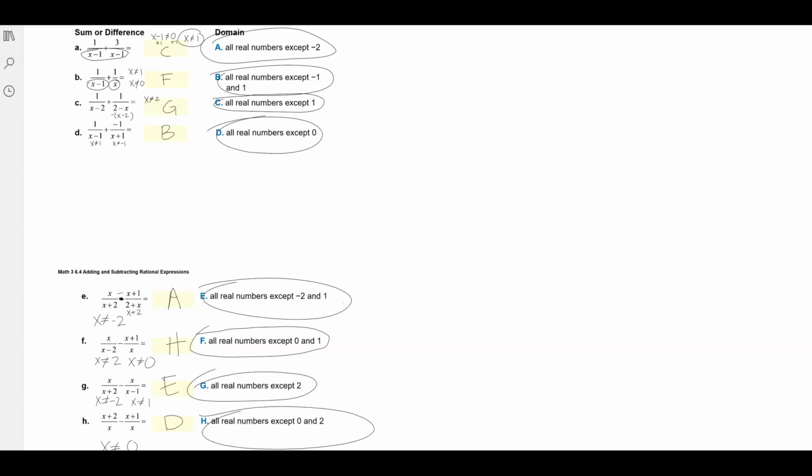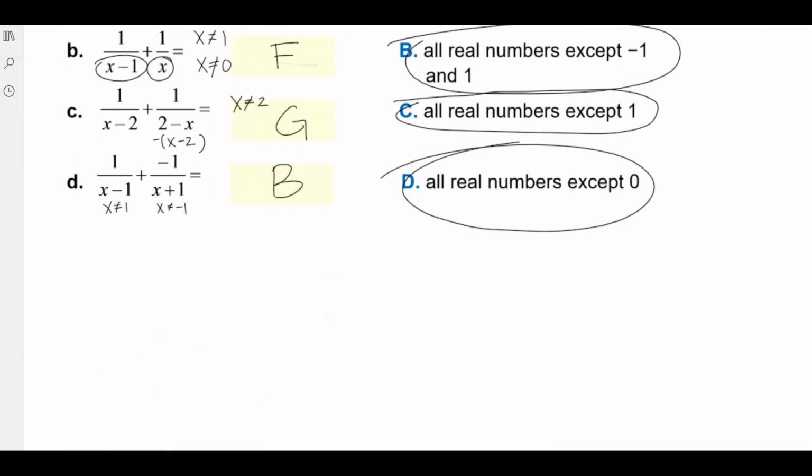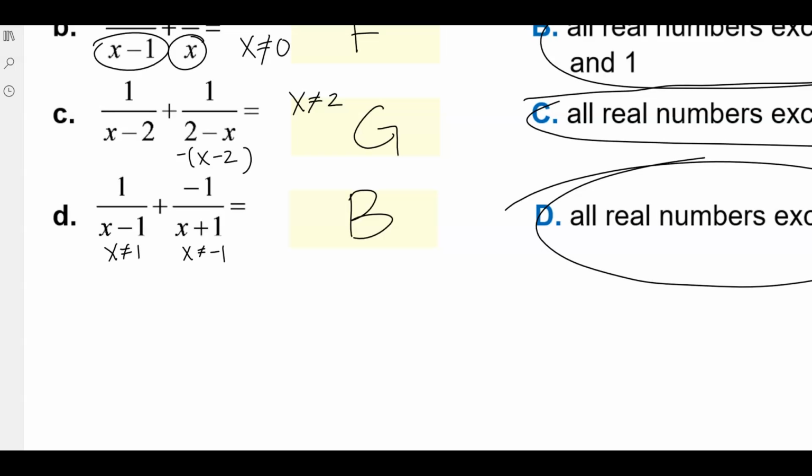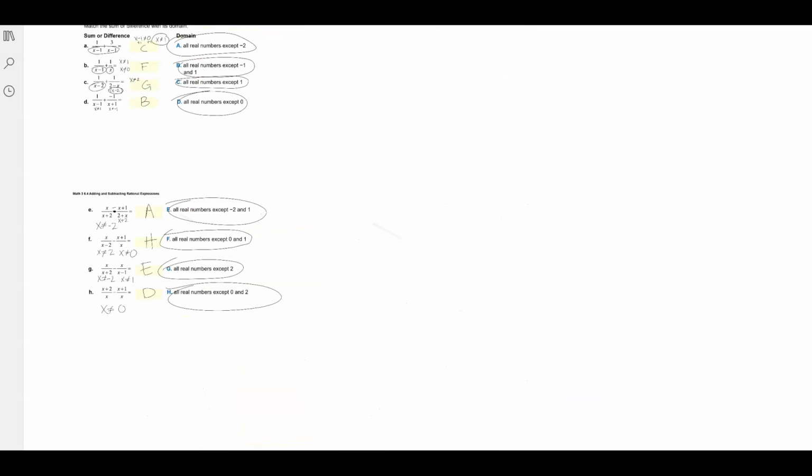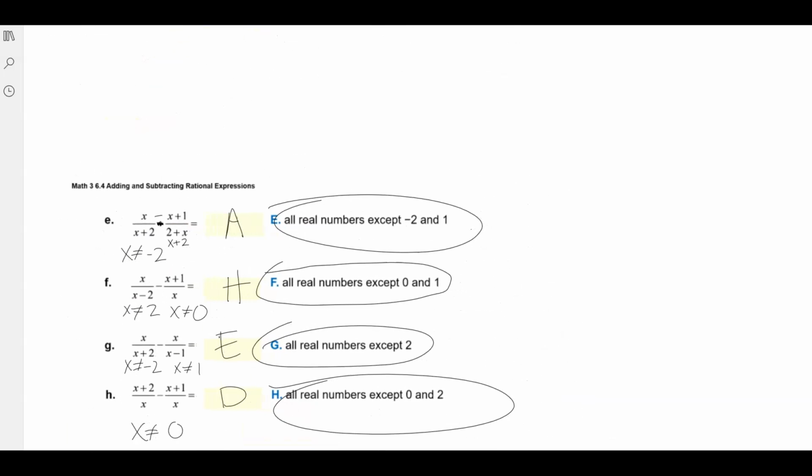Okay, so for C, when you have the bottom here, remember last time when we went over, if it's a 2 minus x or a number minus an x, you switch it out by taking out the negative. So then it would make it x minus 2. So then they match. So then your exclusion would just be x cannot equal 2, which is G. And then D is letter B. E is A, F is H, G is E, and H is D.